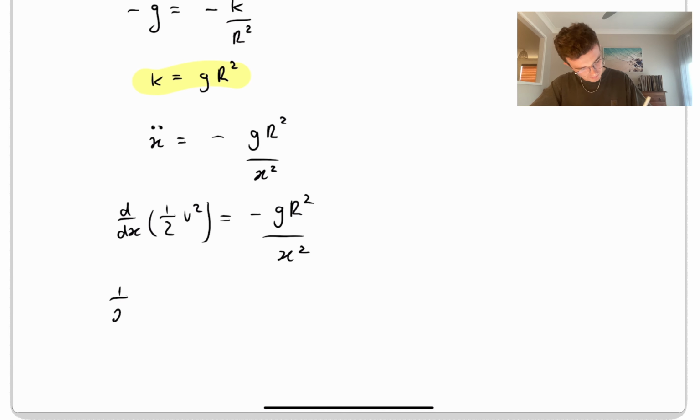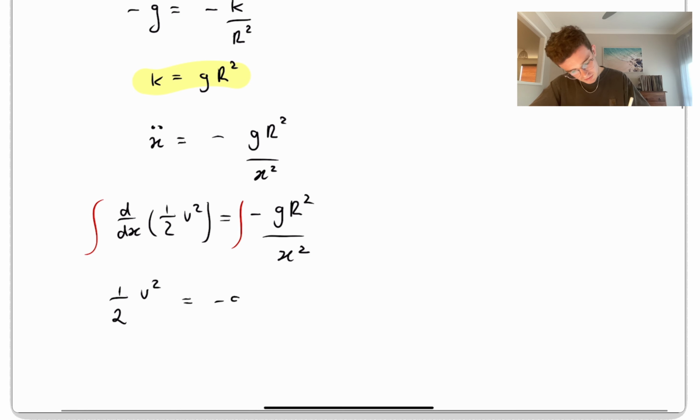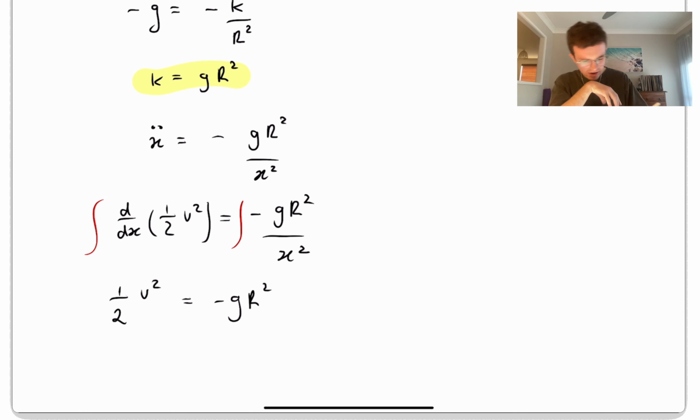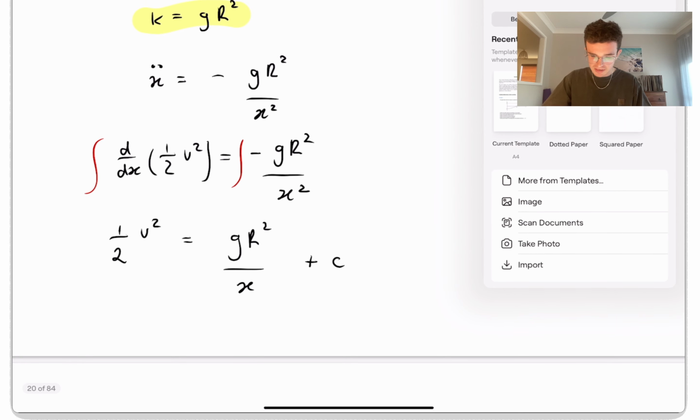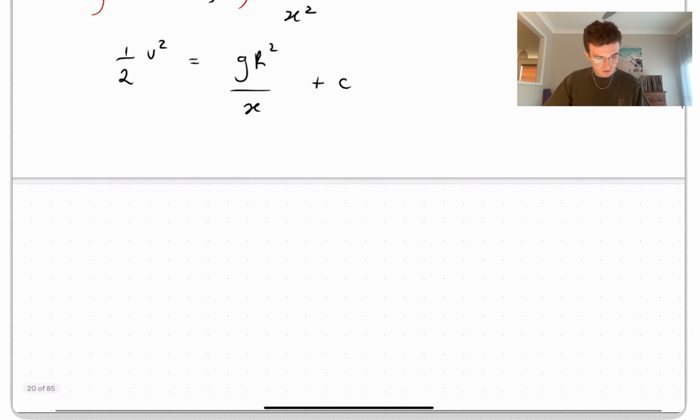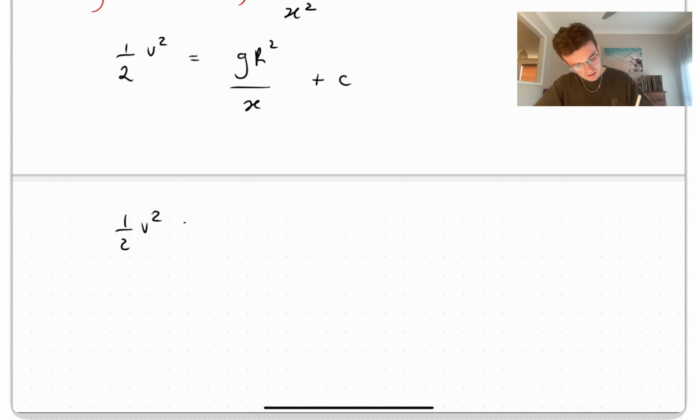A half v squared, integrating both sides. We're going to get minus g r squared. If we integrate minus 1 on x squared, actually the negative is going to cancel, and we're going to have positive 1 on x plus c. So I've got a half v squared is equal to g r squared on x plus c.